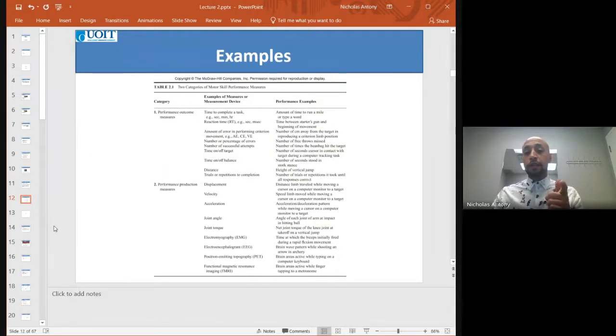Now, in this slide, I've taken it from the textbook. These are just examples of different performance outcome and production measures. So examples of outcome measures would be time to complete a task, amount of error, number or percentage of errors, number of successful attempts, time on-off target, time on-off balance, distance, for example.